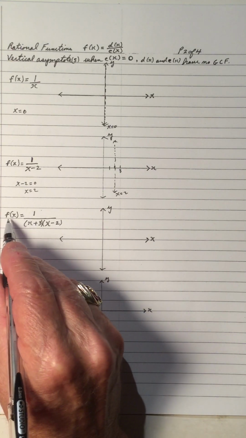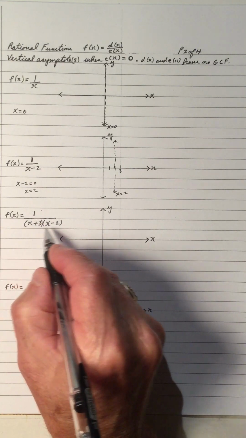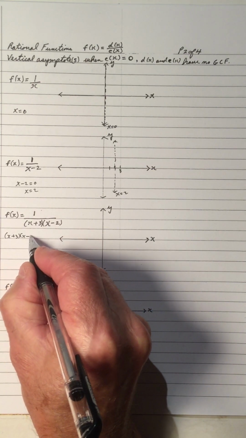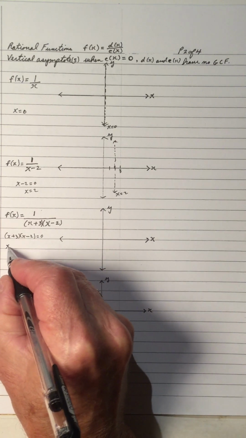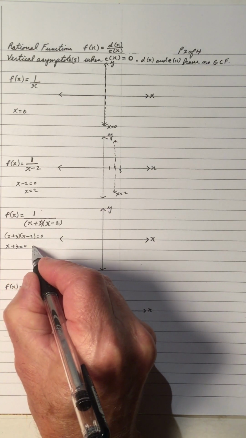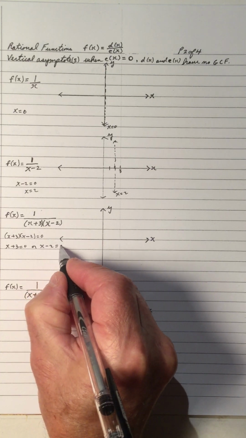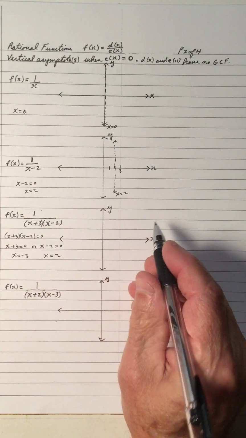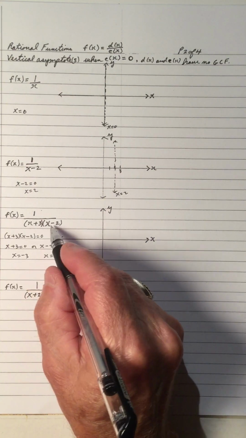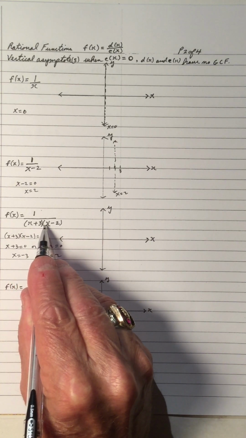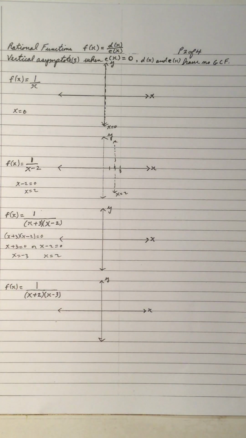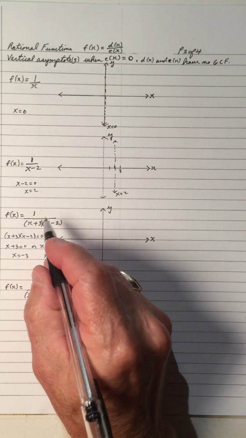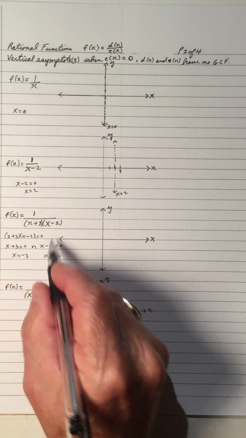And the third one, f of x equals 1 over x plus 3 times x minus 2. So x plus 3 times x minus 2 is equal to 0. That means x plus 3 is equal to 0, or x minus 2 equals 0. So x is negative 3, or x is 2. This one is a quadratic. If you multiply those two binomials, you get an x squared, and a quadratic has a maximum of two x-intercepts. In this case, we have 2.